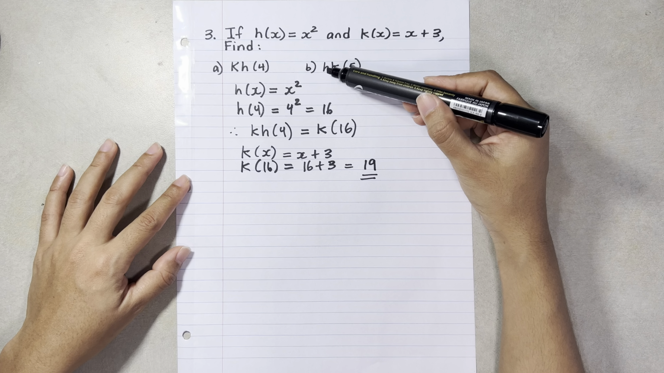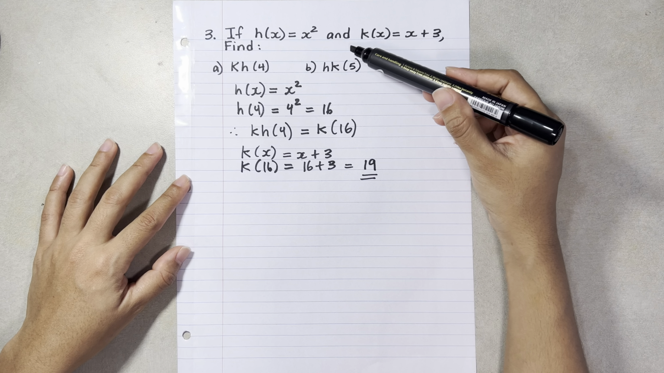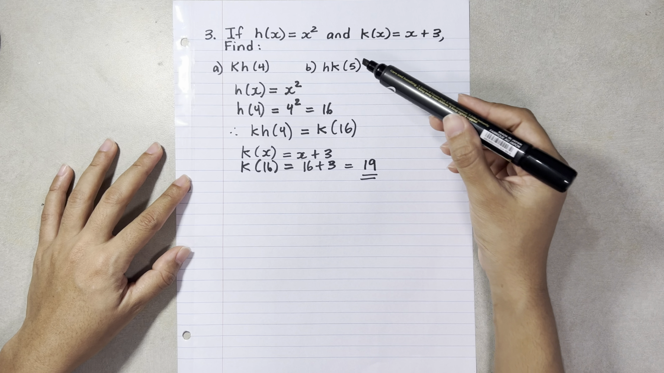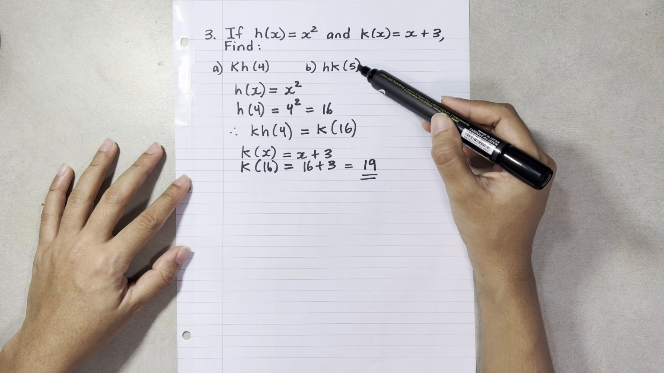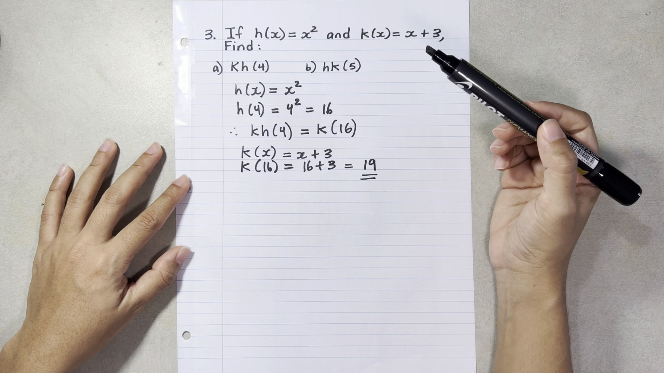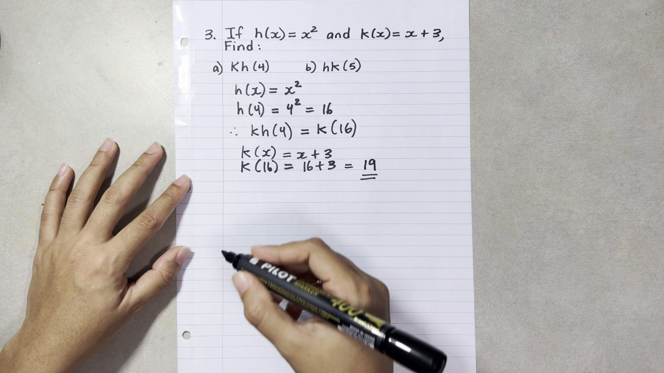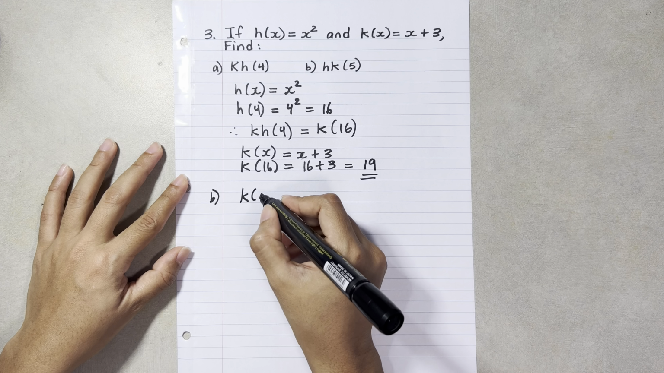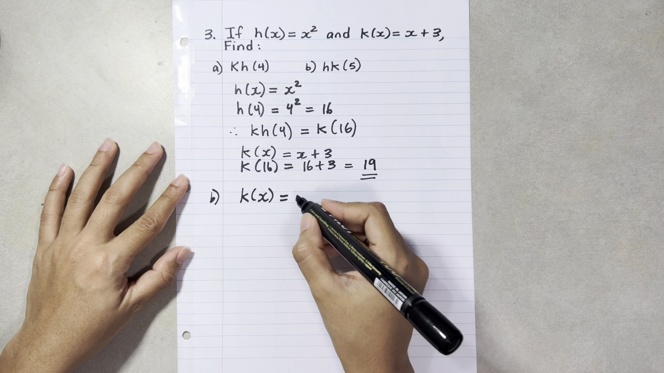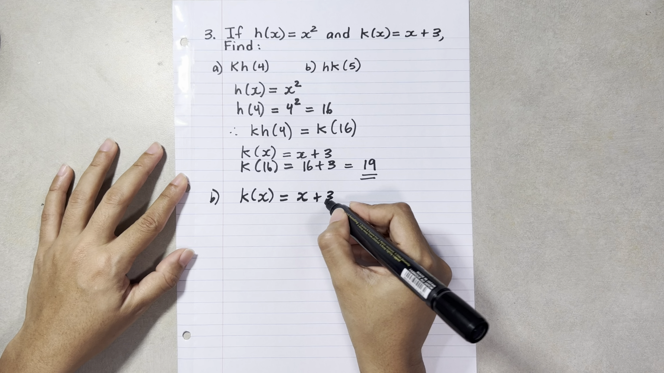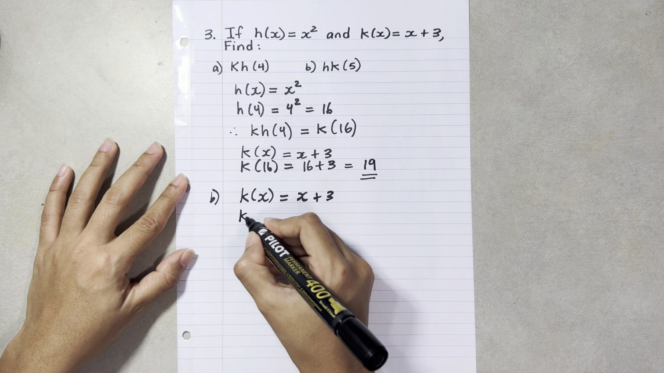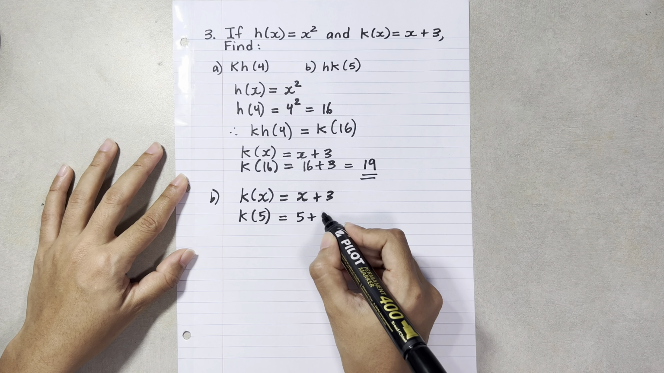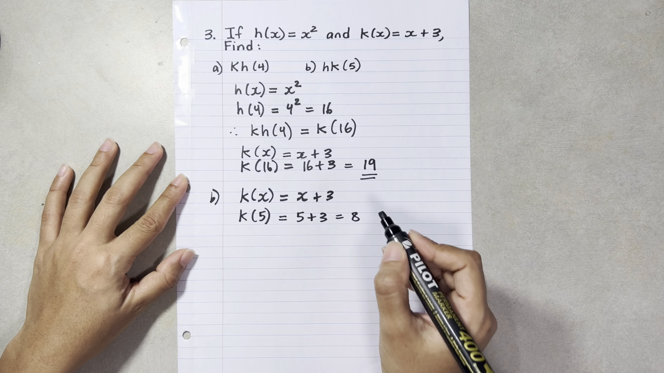Now for h of k of 5, it means we are substituting k of 5 into the function h of x. So the first thing we need to do is find out what k of 5 is equal to. So let's see. Let's write over the function k of x. k of x is equal to x plus 3. Therefore, k of 5 would be equal to 5 plus 3, which is 8.